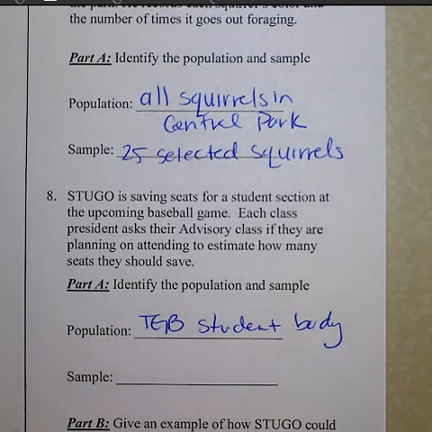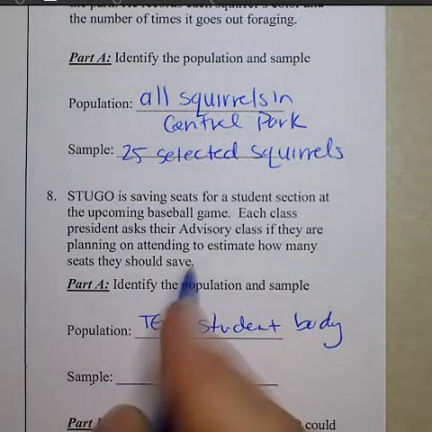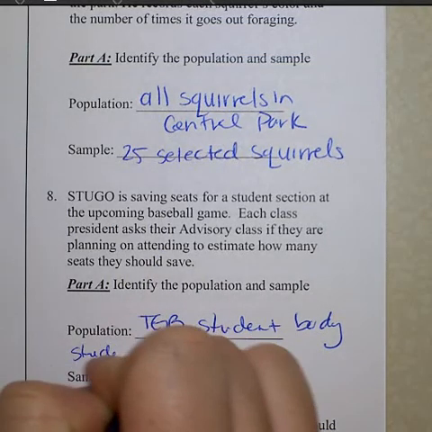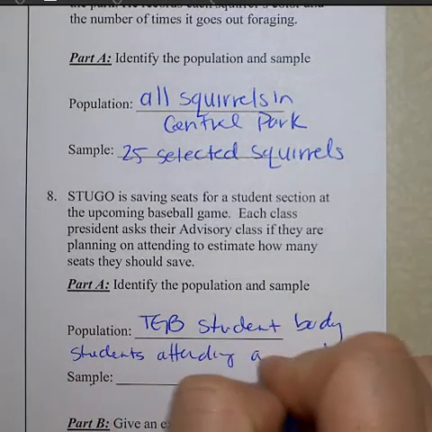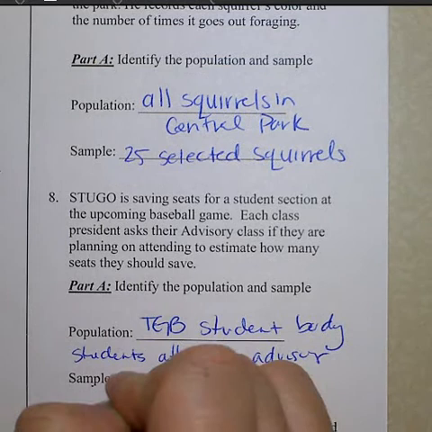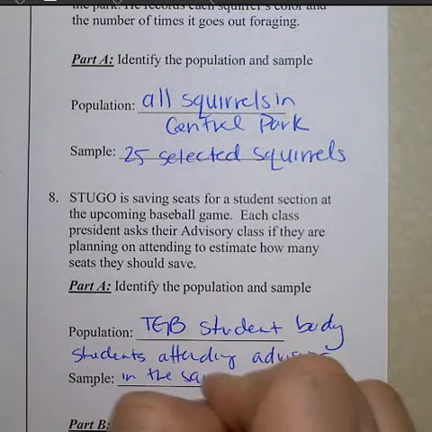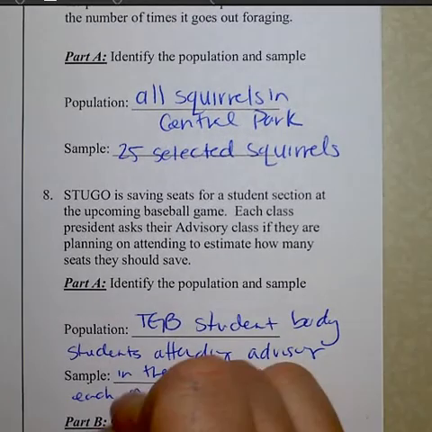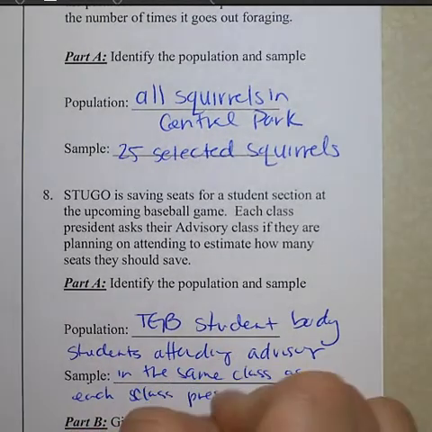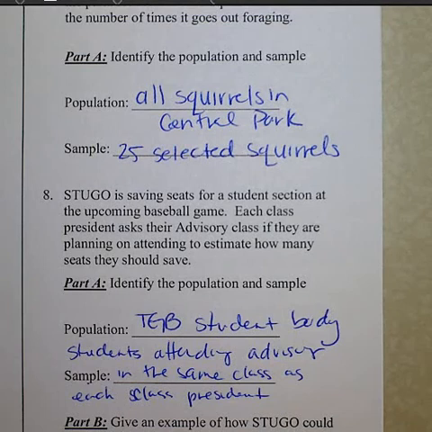Now, the sample size was who was actually surveyed, and it would be the students attending advisory in the same class as each class president. So there'd be 4 classes. It'd be the students that are enrolled as the same class as the freshman class president, students enrolled in the same advisory as the sophomore class president, and so on for the junior and the senior.